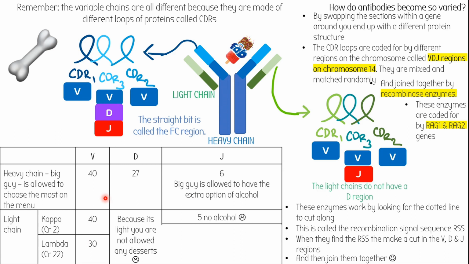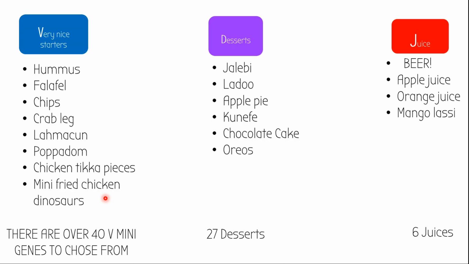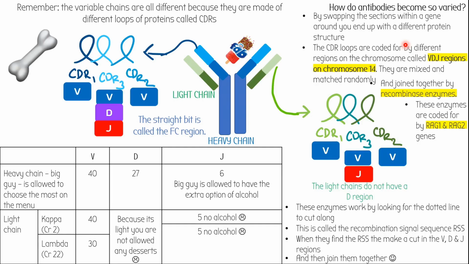And just to show you the menu again, this is the heavy chain menu. It has 40 things to choose from. He has 27 desserts because he's heavy, he has loads of desserts to choose from. And he has the adult menu because he's a heavy drinker, so he's allowed to choose beer as well. So he has the extra option of having beer on his menu, whereas the others, they're light drinkers. So in the juice menu, they only have 5 choices as opposed to 6. So that's how I remember the numbers: 40, 30, no desserts because you're light.